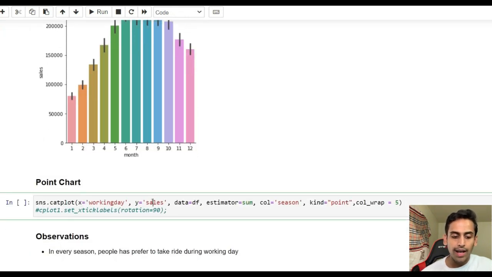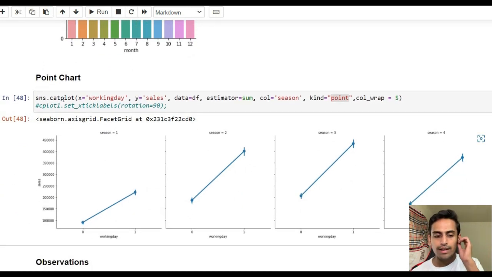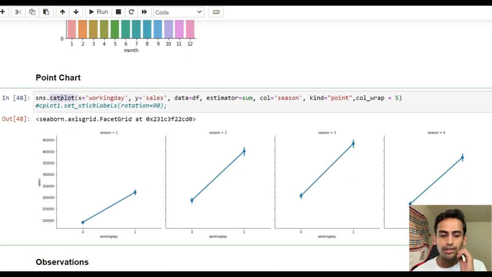Similarly, in the cat plot, I can plot a point chart as well. So we can create a point chart as well. So this cat plot is one function which is giving you the flexibility to create multiple different types of charts, and you just need to pass the parameter kind. So what kind of a chart you want.